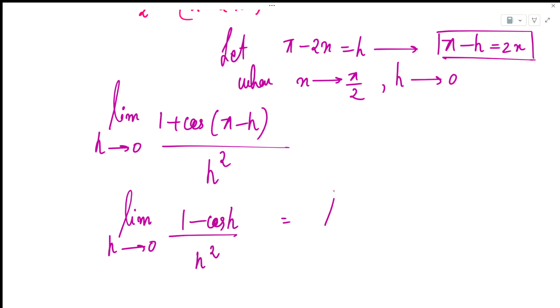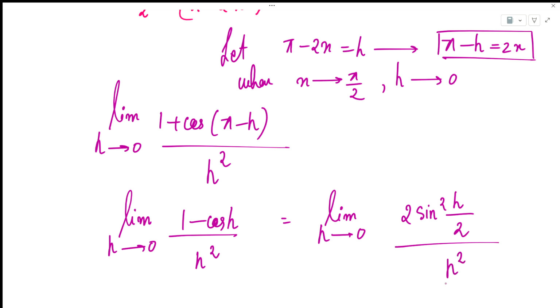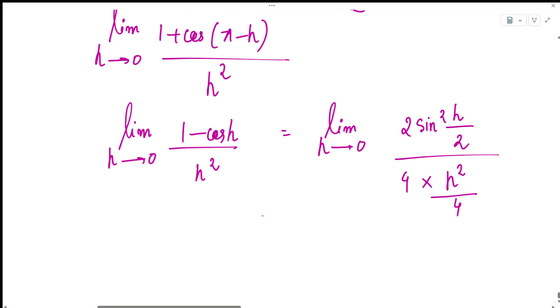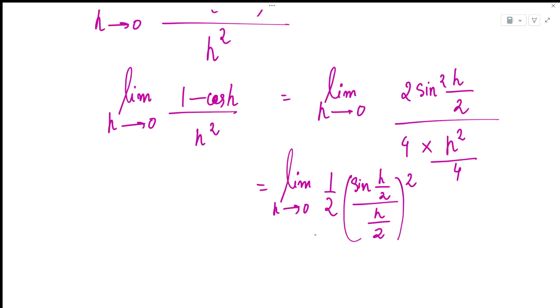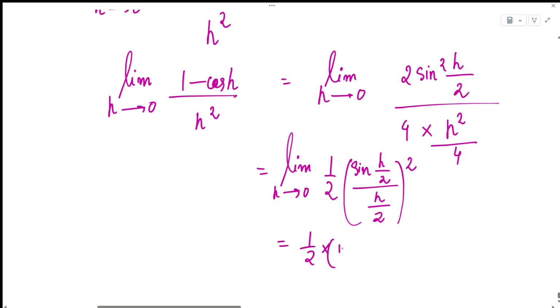So this will give me limit h tends to 0, you would know that 1 minus cos h is 2 sine square h by 2. Now on the bottom you need h by 2 whole square. That will be h square by 4. So I have to multiply with 4 both top and bottom. Now this can be written as limit h tends to 0, 2 upon 4 is 1 upon 2, and this is sine h by 2 divided by h by 2 whole square. So this becomes half into 1 whole square. Basically half is the answer.